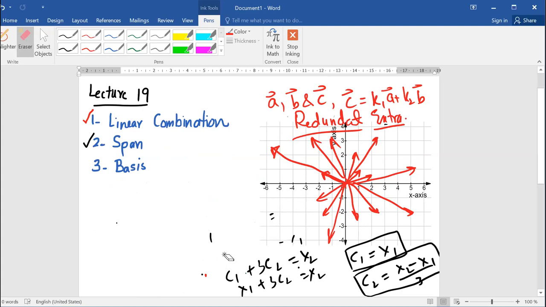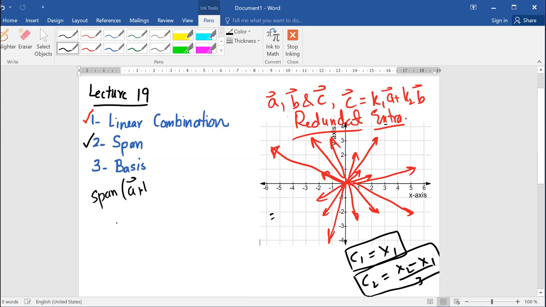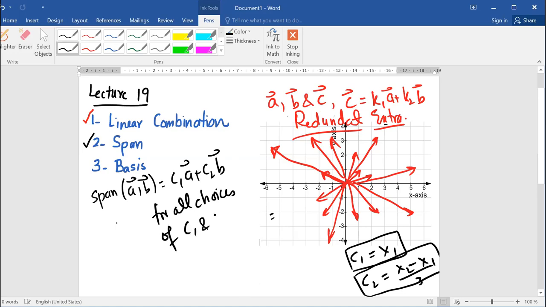Here is the span of A, B. So the span of A, B is actually a linear combination C1 A plus C2 B for all choices of C1 and C2, or we can say for all combinations of C1 and C2. And this should be equal to R square. Okay, so this is the span.